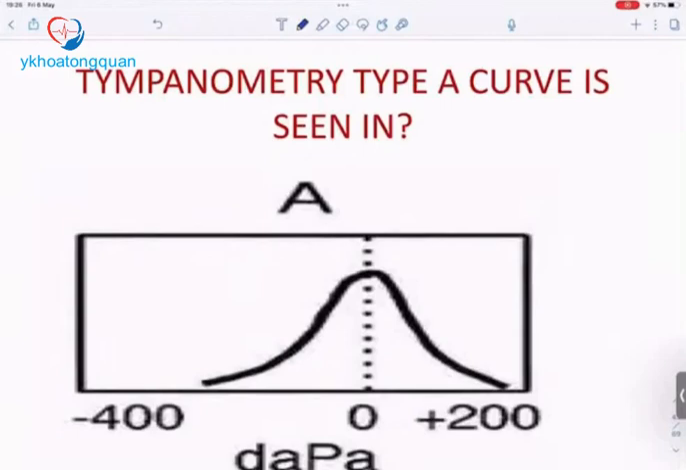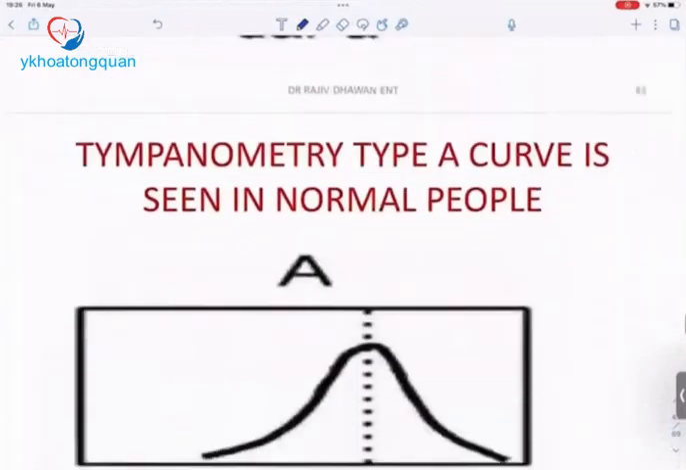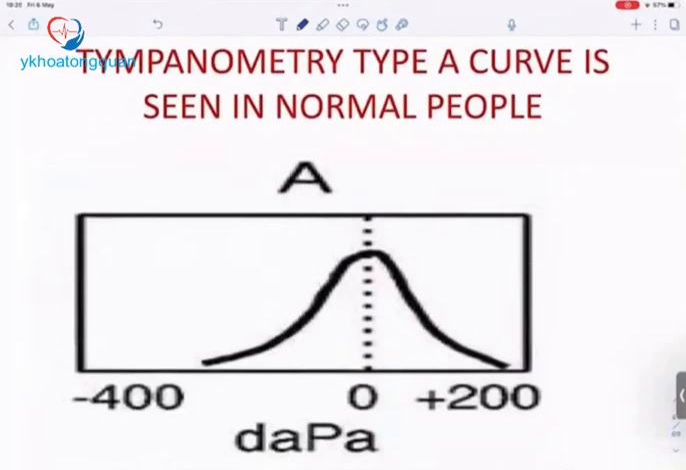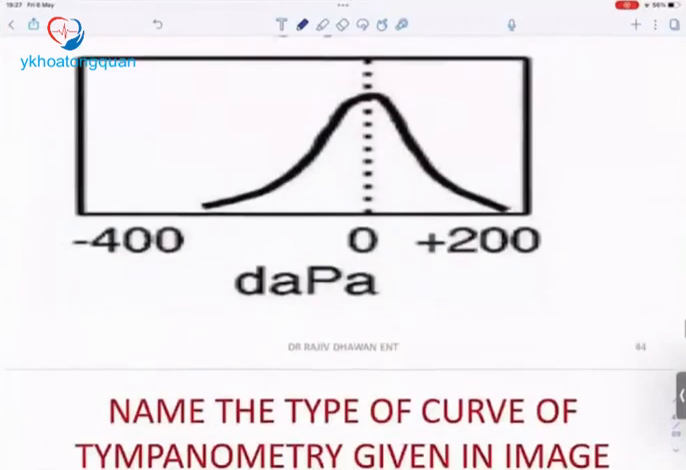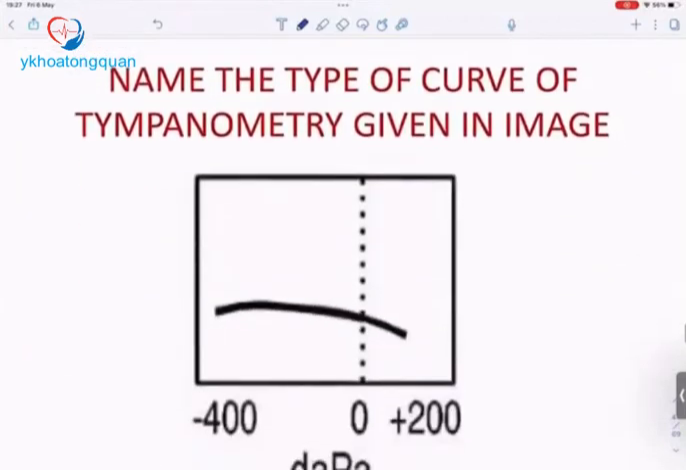Very good. So this is normal tympanogram and this looks like a bell. Okay. Now, can you see? Yes, normal. Very good. Normal. Wonderful. So you may not be an ENT, or at least you should know, normal tympanogram looks like type A, like this. Okay. Very good. Now, what is the name of the tympanogram given in the image?